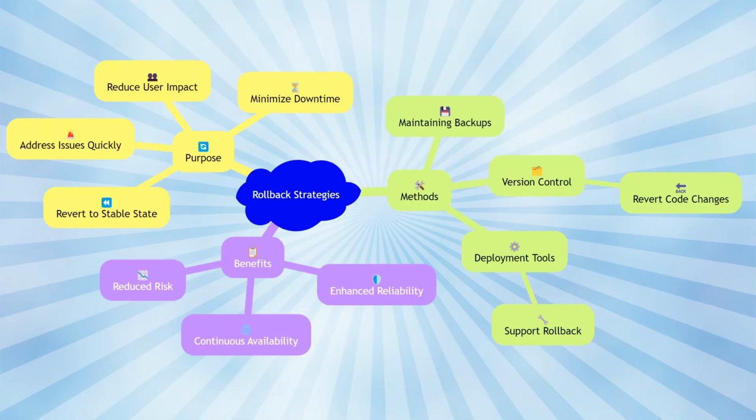Despite best efforts, deployments can sometimes fail, making rollback strategies essential. A rollback strategy involves reverting the application to a previous stable state in case of issues. This can be achieved through various methods, such as maintaining backups, using version control to revert code changes, or leveraging deployment tools that support rollback functionality. Having a well-defined rollback strategy ensures that issues can be quickly addressed, minimizing downtime and impact on users.